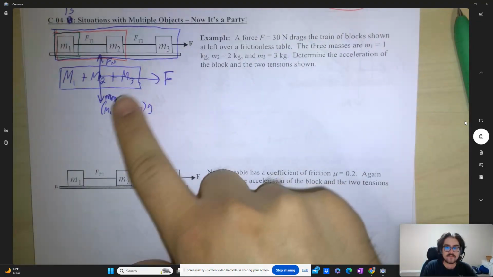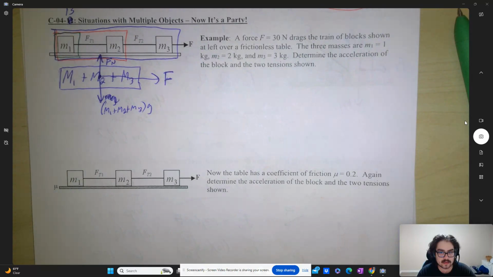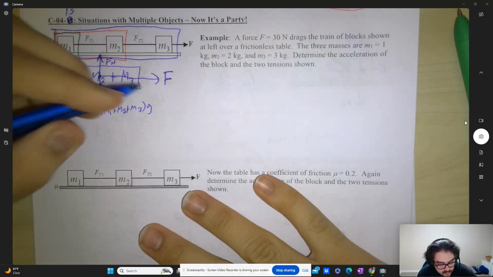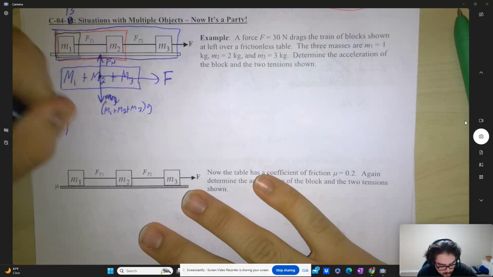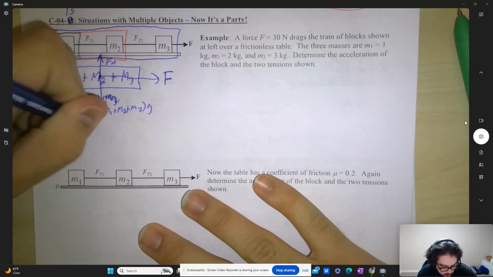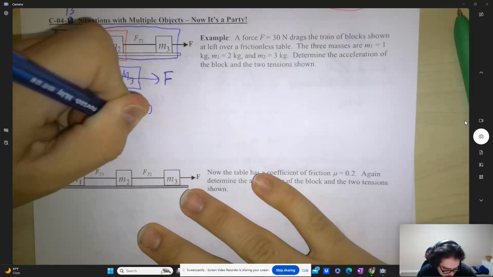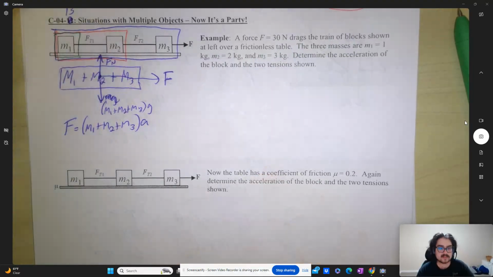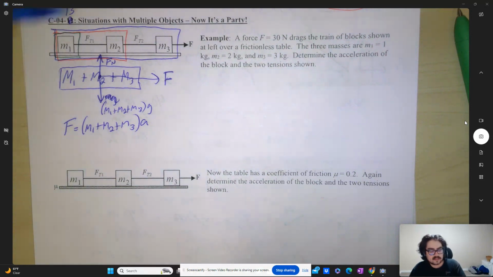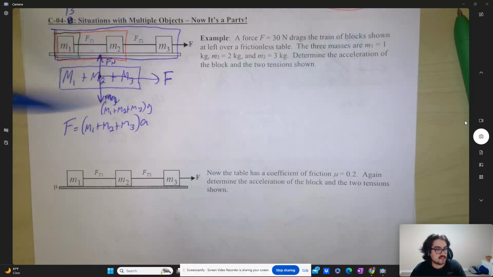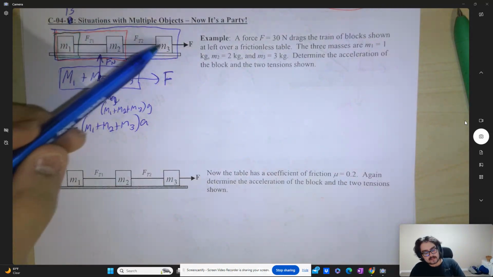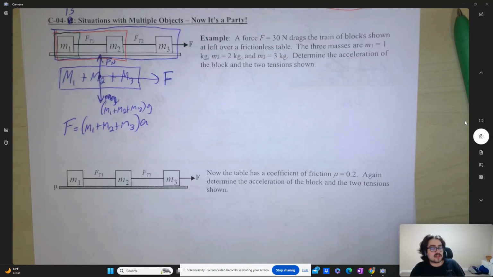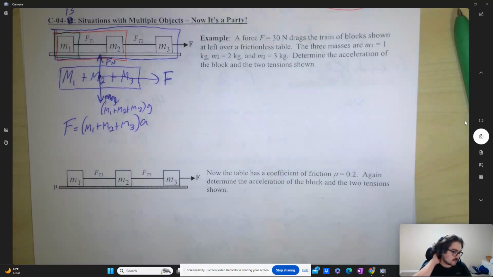So now you'd have to understand that with this pulling force, we can figure out the acceleration of the entire system. If this is our net force, just the capital F would be equal to (m1 + m2 + m3), the total mass of the system, times a, the acceleration of the system. And it should make sense that the acceleration of the system should be the same as the acceleration of each individual block. So if the entire system moves at, say, 10 meters per second squared, then you would expect each individual block to move with that acceleration. That makes sense because if you pull a train of blocks, they all should move together, right?